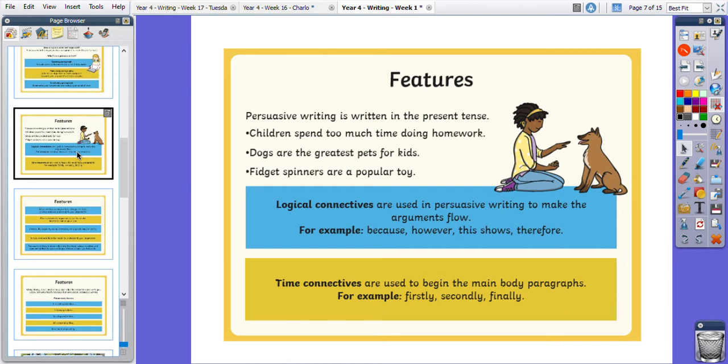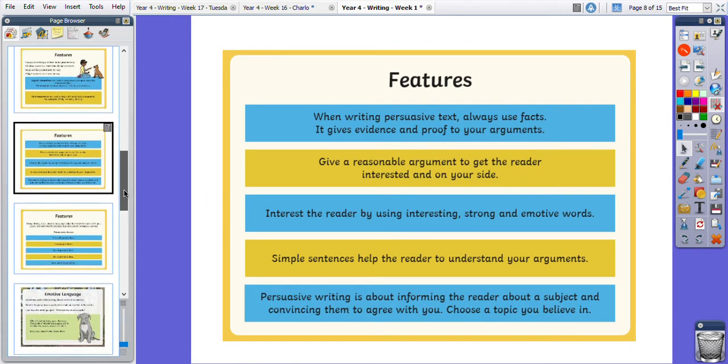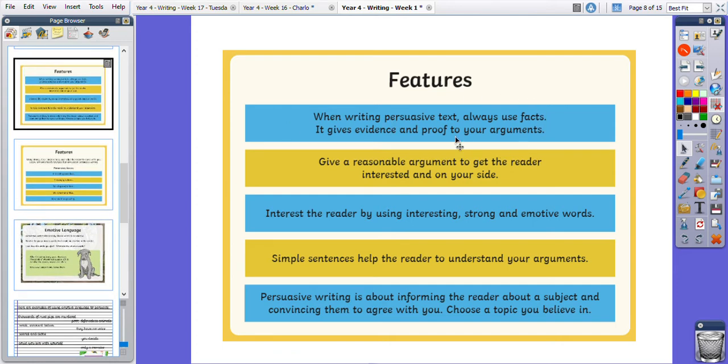So, persuasive writing is written in the present tense. And we use conjunctions to link our ideas together. So we could have because, however, this shows, therefore. And we also use time conjunctions such as firstly, secondly, or finally. We've already discussed the fact that we need to use facts because it gives us evidence and proof for our arguments. And this is what we looked at when we were doing our P4C or debate lesson in class, that facts and opinions are important in giving evidence to our argument.